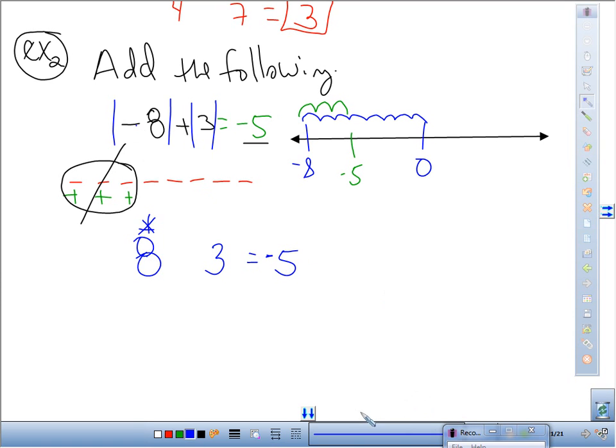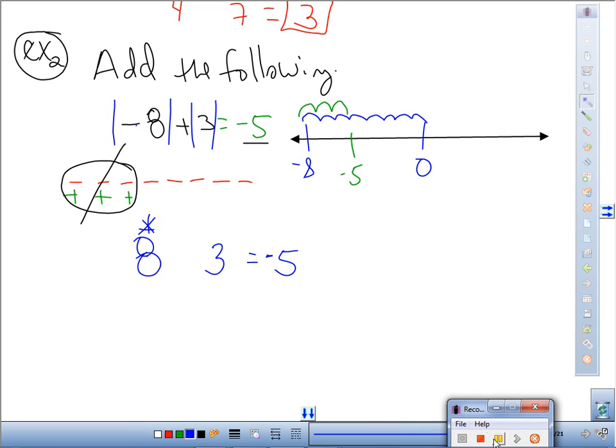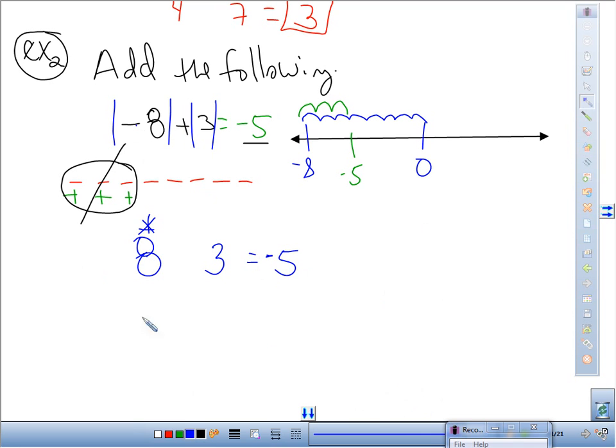We got it so far? Okay. Do another one. Example number 3. Example 3. -2 plus -3.